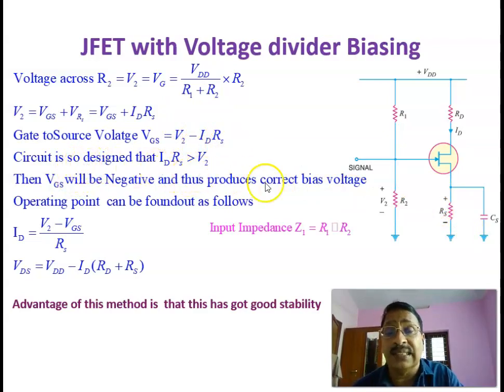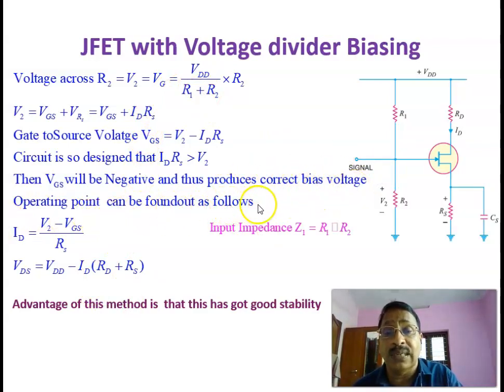The circuit is so designed that this VGS should always be negative, because only then it will be working in the active region. Therefore, VGS should always be reverse biased, so this voltage should always be negative. This means that ID into RS should be more than V2. Whatever the voltage coming here should be less than the drop, or this drop should be more than this, so that VGS will be negative. Therefore, this produces a correct bias voltage.